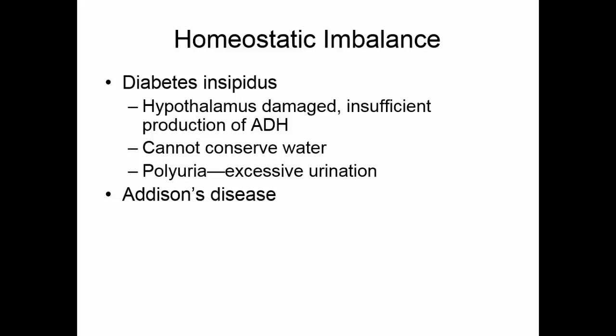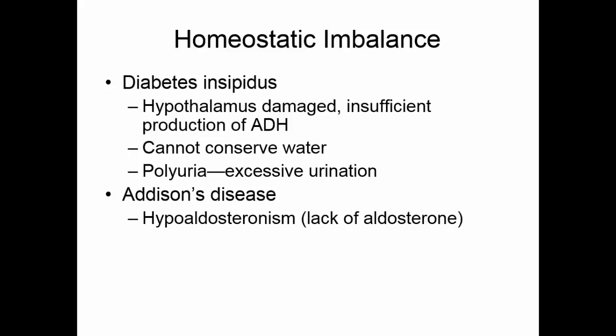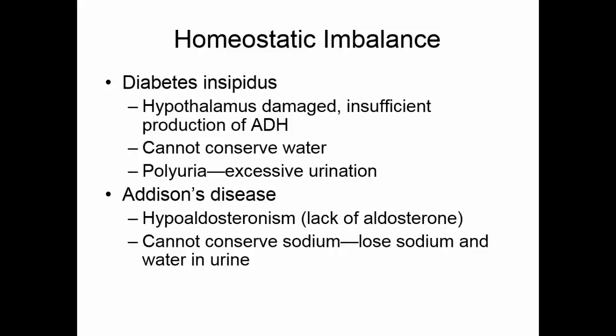Addison's disease is a disease of the adrenal medulla. It is hypoaldosteronism. The adrenal medulla fails to supply enough aldosterone to the blood. This means that even though the kidneys are picking up low blood pressure and signaling the adrenal medulla to release aldosterone, it can't. The body can't conserve sodium, so we lose both sodium and water in the urine. These individuals experience polyuria, excessive urination, and also have electrolyte imbalance.